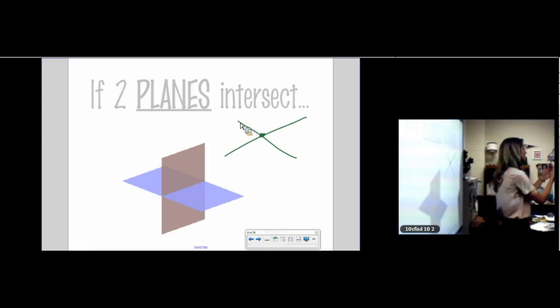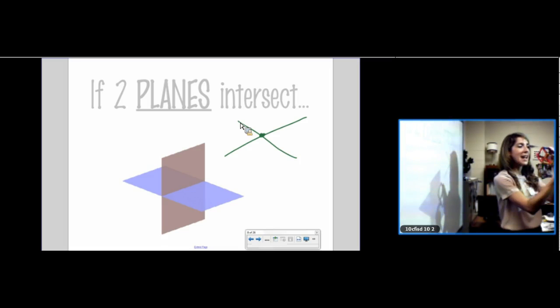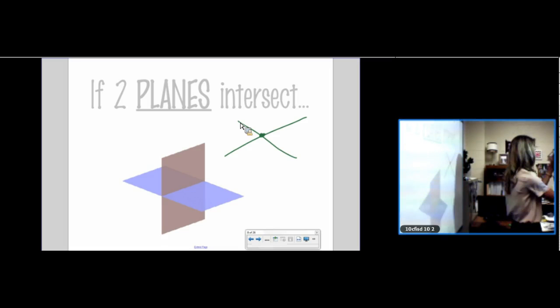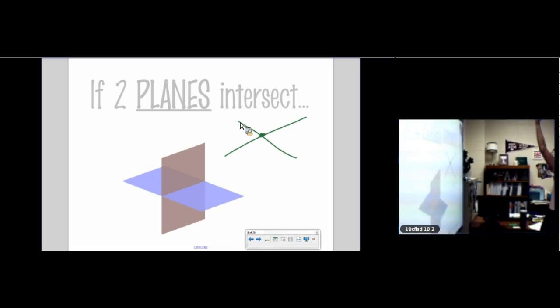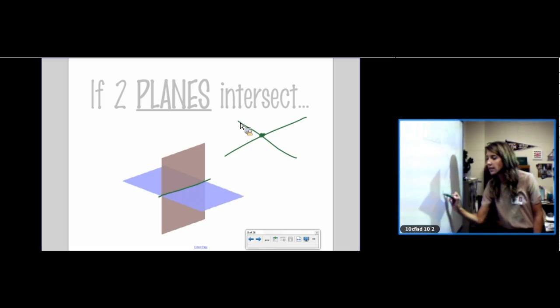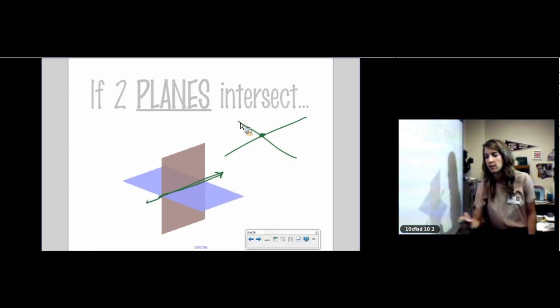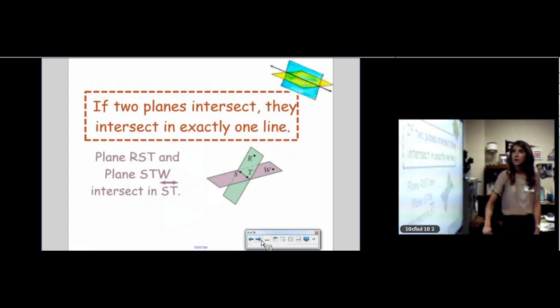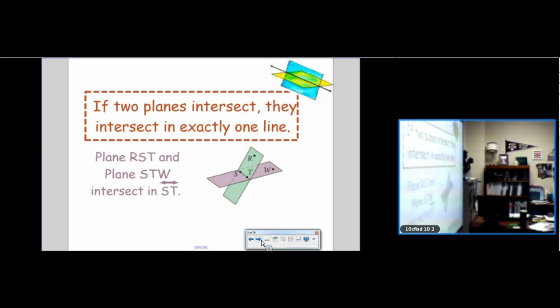A line. So if this yellow plane intersects this blue plane, I get like an edge, right? An edge would be a line. When the ceiling intersects this wall, it intersects it on that seam right there. That's a line. So when 2 planes intersect, you get a line. So that is postulate number 3. If 2 planes intersect, they intersect in exactly 1 line.